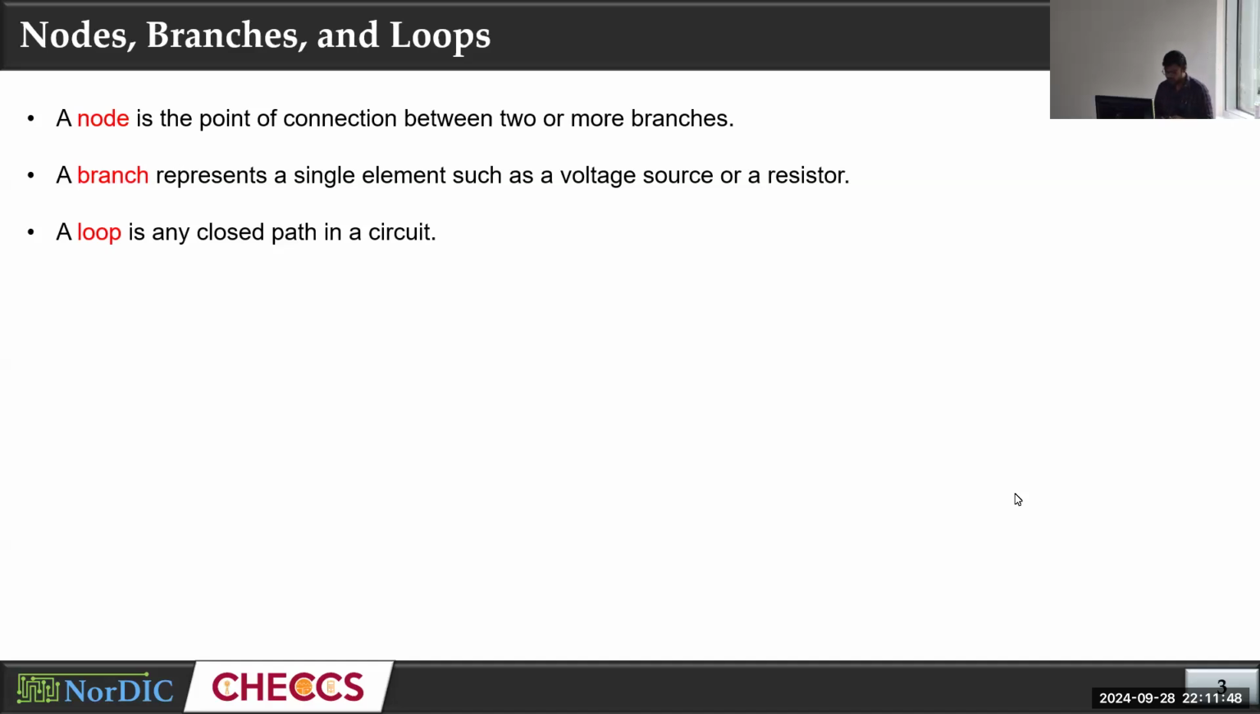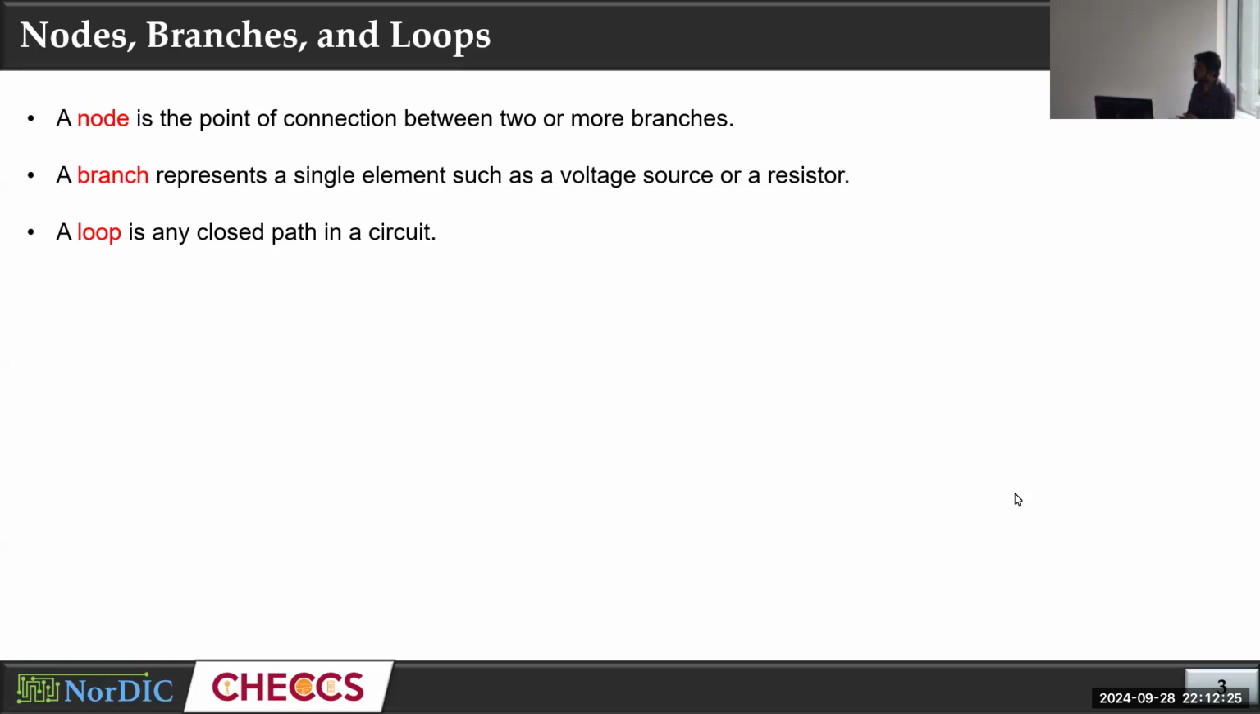So a branch represents any element in the circuit. In a circuit, you can have a voltage source, right? You can have a current source. You can have different resistors. So each of these elements is a branch. If you have a voltage source, that's a branch. If you have a resistor, that's a branch. If you have a current source, that's also a branch. Is that clear? Any element in the circuit is considered a branch. If you have any question at any point, please feel free to stop me and ask your question, right?